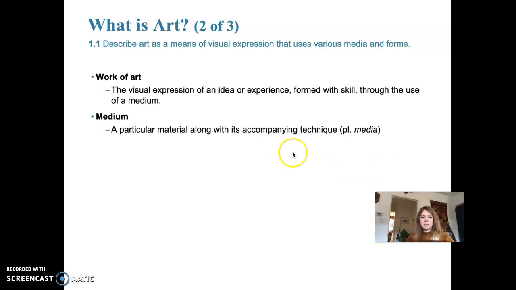And it's also the accompanying technique. So if you have a bronze sculpture, it would possibly be a hollow casting technique, that kind of thing.